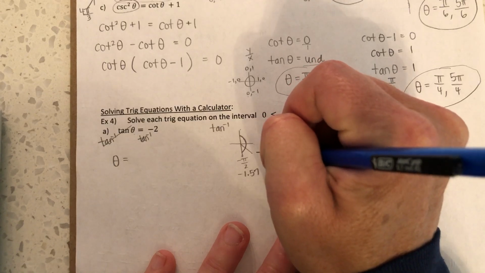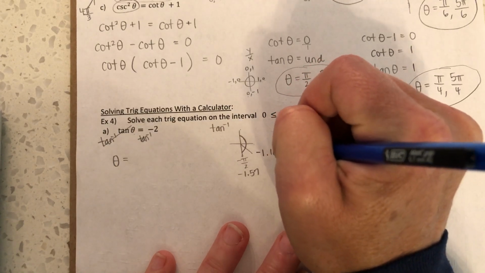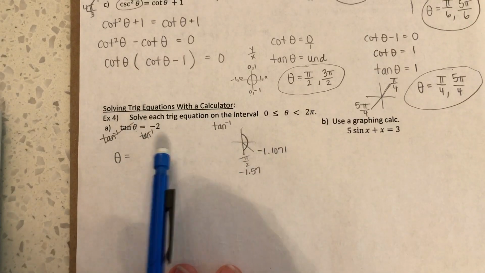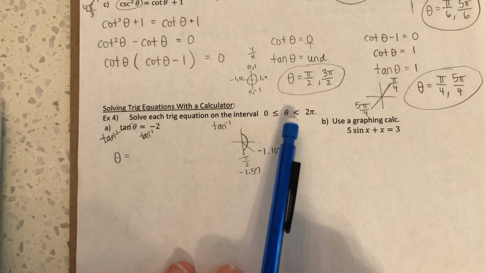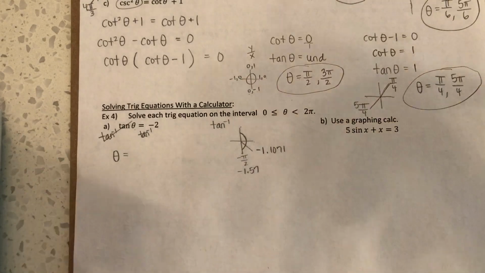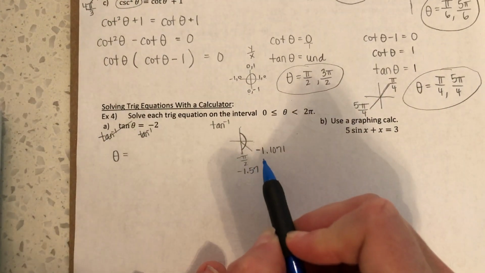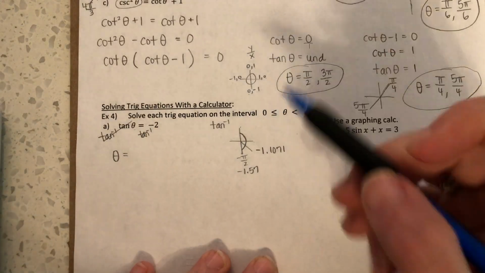So right now it says -1.1071 is an answer. And it is. It is an angle that will make this equation true. It's just not on the interval of angles that we are allowed to say are answers. Okay, so what you're going to use him for is to get your reference angle.